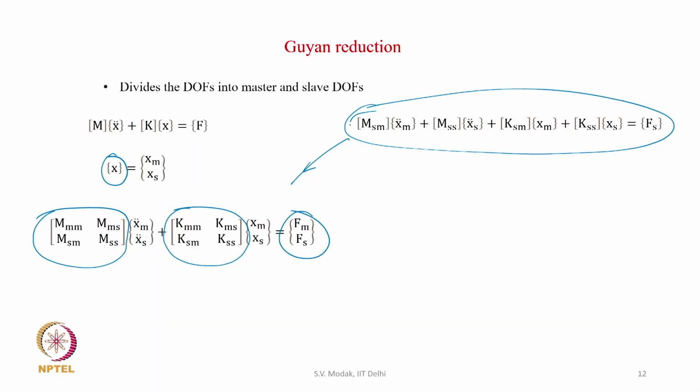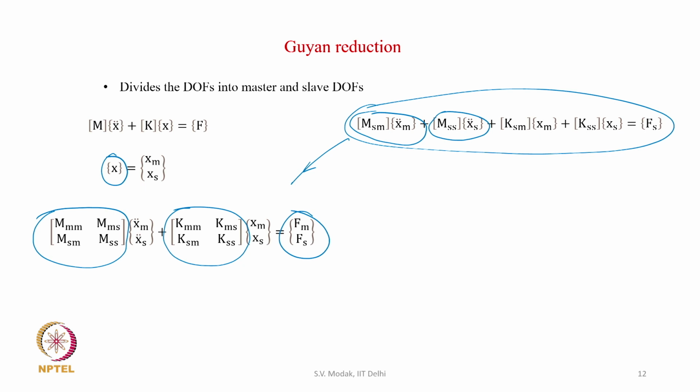So, in Guyan reduction, the slave DOFs are chosen based on two conditions. Those DOFs should not have any external force acting on them, and the inertia force associated with those DOFs should be small. So, any DOFs which do not have external forces acting on them and whose associated inertia forces are small or negligible qualify to be considered as slave DOFs. So, when the inertia force is small, the first two terms in this equation, which are basically indicating the inertia forces associated with the slave DOFs, would be negligible, and therefore, they are dropped.